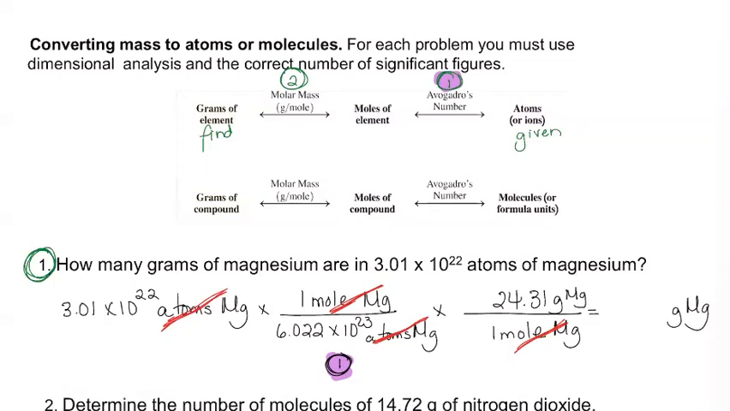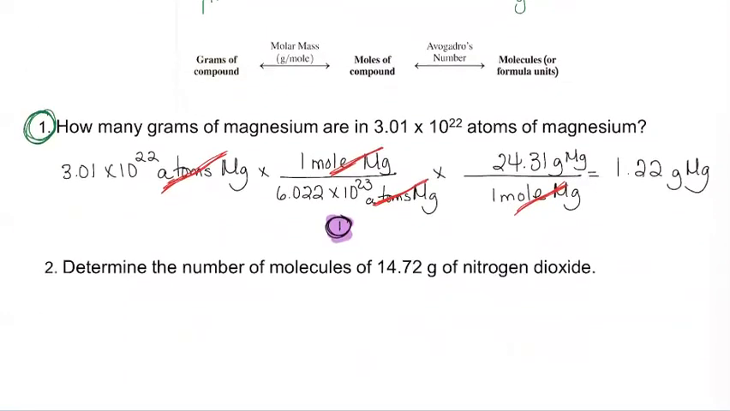So when I do this, I'm going to take 3.01 times 10 to the 22nd. I'm going to multiply it times 24.31, and then I'm going to divide it by 6.022 times 10 to the 23rd. Okay, so I got a calculator display of 1.21509, so on and so forth. Because I'm given 3 sig figs, I need to round my answer to 3 sig figs. So my final answer is 1.22 grams of magnesium.